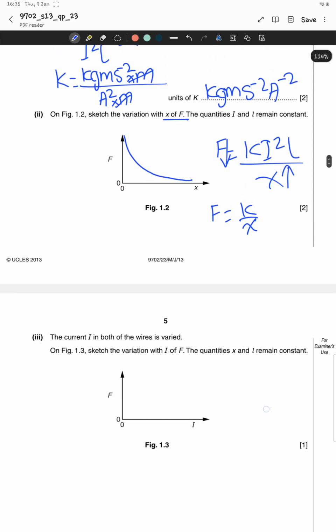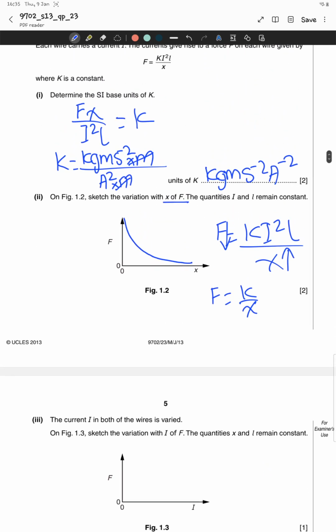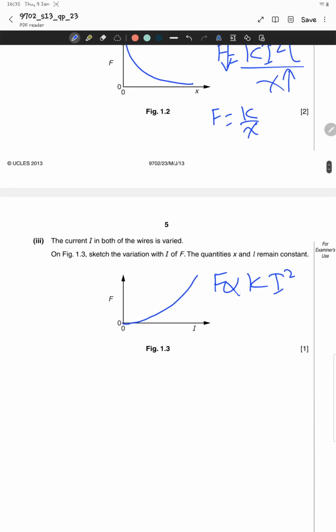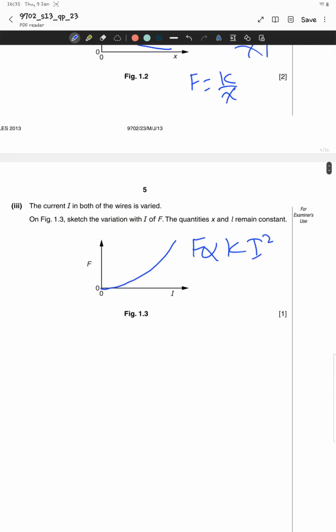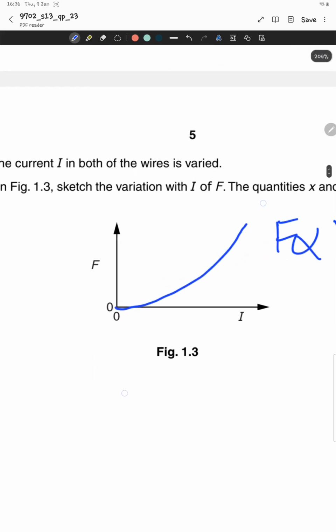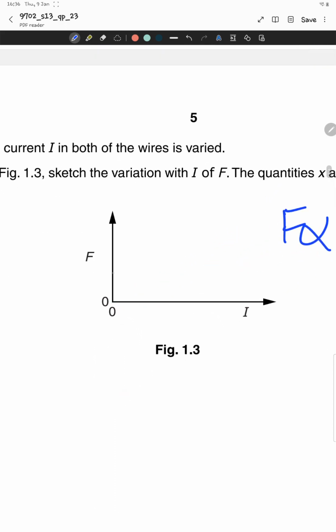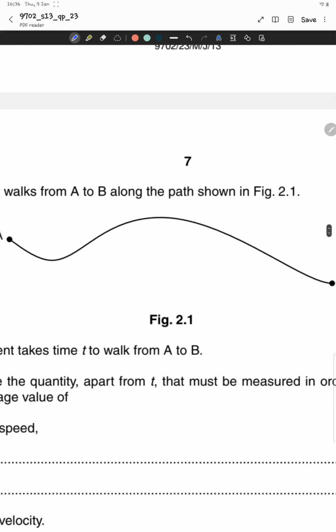The current I in both the wires is varied. Sketch the variation of F with I. So F is proportional to I squared, and so as I increases, F will also increase, but it won't be a straight line graph. It'll be curved upwards because that's how x squared graphs work. And also make sure that it's through the origin. This one's kind of not through the origin. Let me just redraw it. So like that.